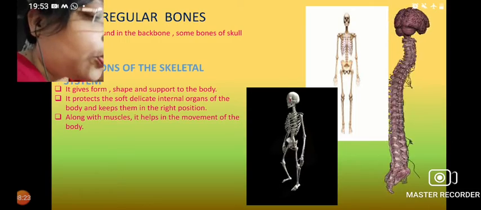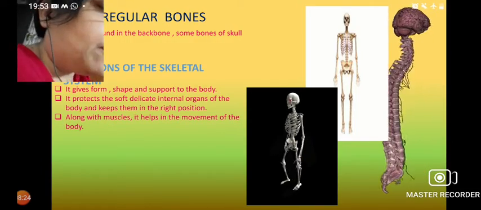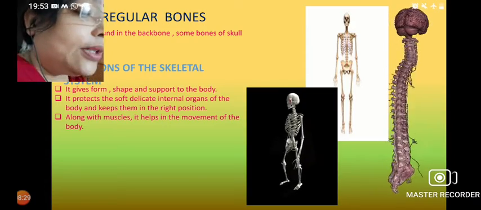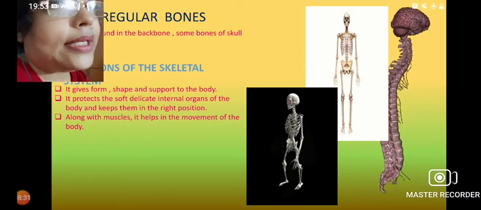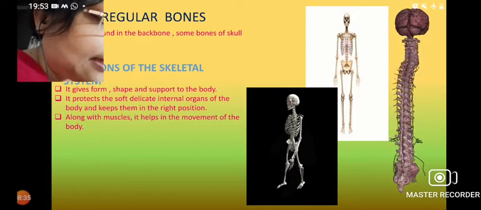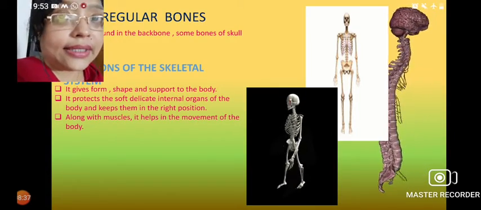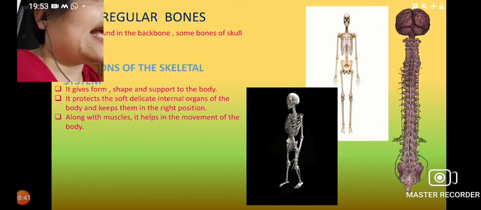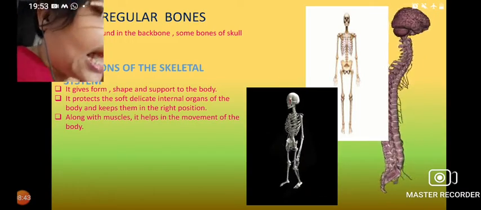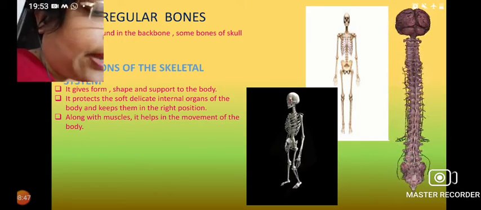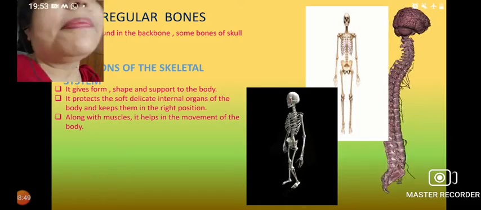Next is the short bone. This is the cube shaped bone and is present in the wrist and the ankle. Next, the rounded bone, which is a small and rounded structure, found in the knee and the hand. Next is the flat bone. These are flat, thin and curved, and are present in the skull. And ultimately the irregular bone, which forms the backbone.